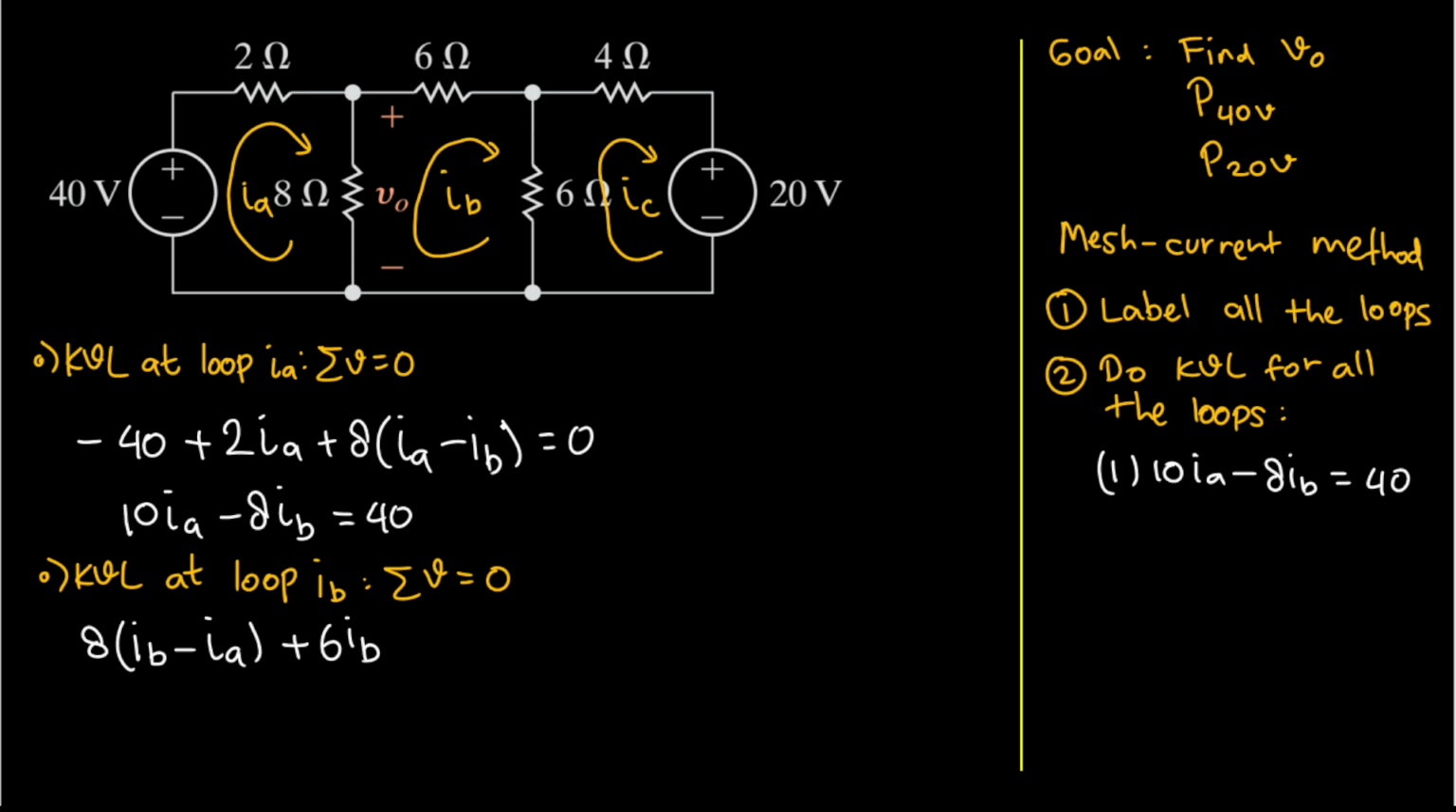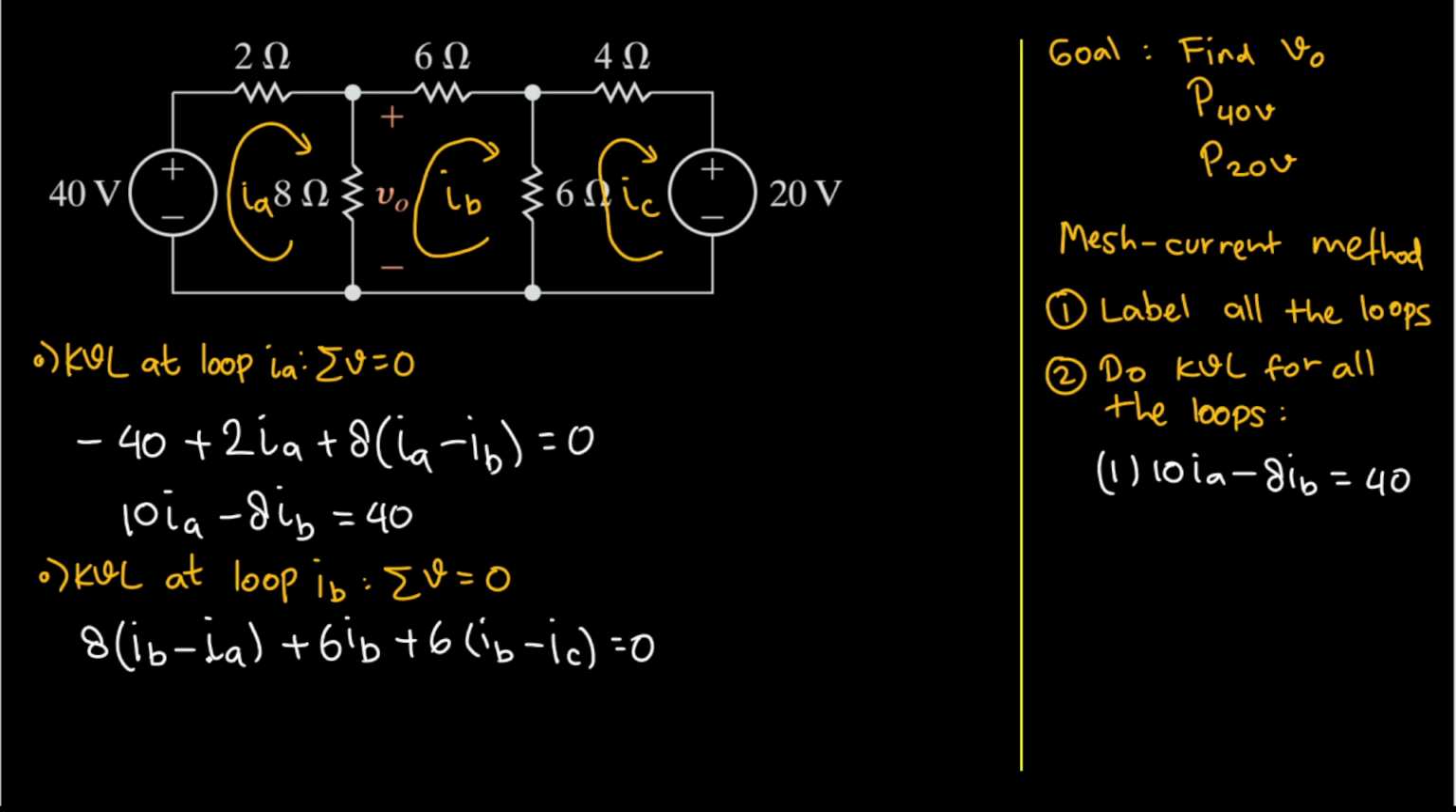Good. And then we will have this 6 ohm resistor. Similar to this one, currently we are working on IB, so we work on IB here. But here IC is flowing in the opposite direction of IB. IB going down, IC going up. So I subtract IC from it, and all of that will equal 0.